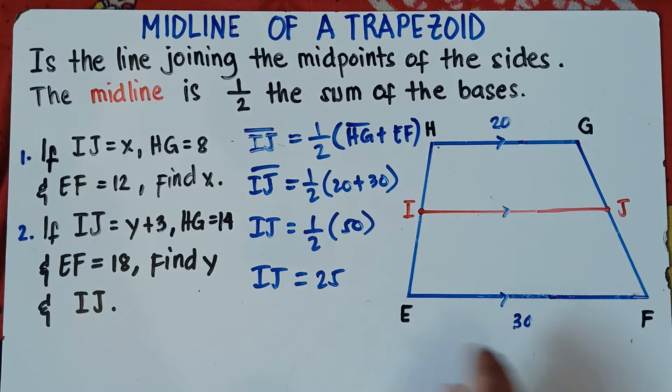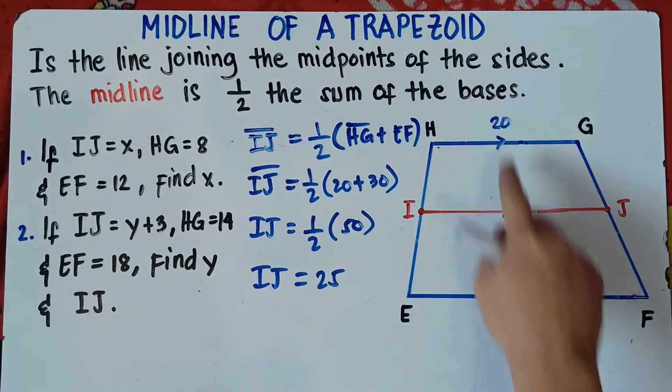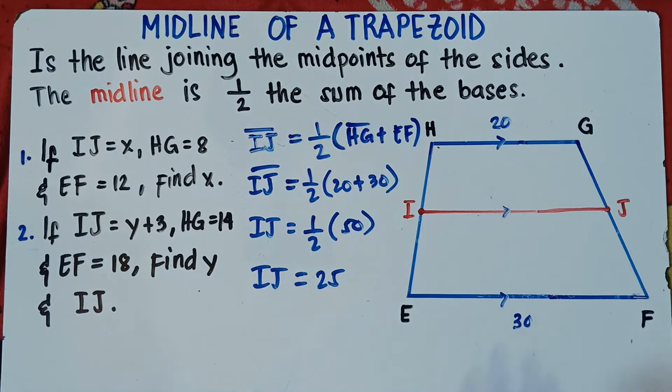But for me, class, if I were your teacher, you can just answer it directly. That's okay for me. Because 30 plus 20, we can just simply add it up. That would be 50, then divide it by 2. That would be 25.